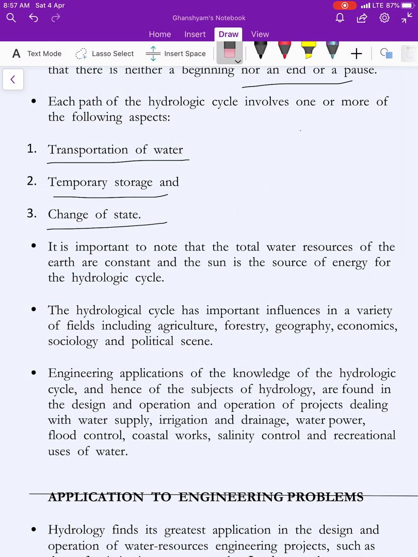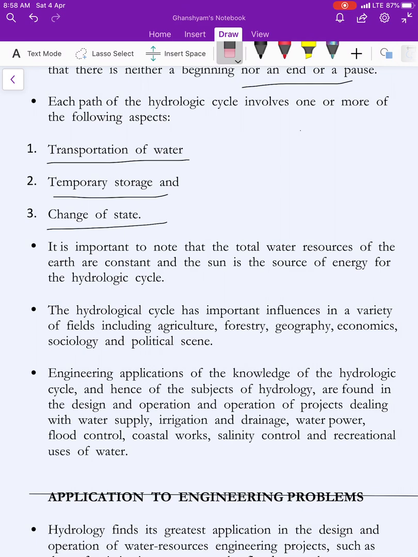Temporary storage, like in streams, where water is stored temporarily. If the energy from the sun is more, it will get evaporated. Transportation: the maximum portion of water will be transported, from ocean to atmosphere, to surface, and again to atmosphere. So this is the transportation of water.